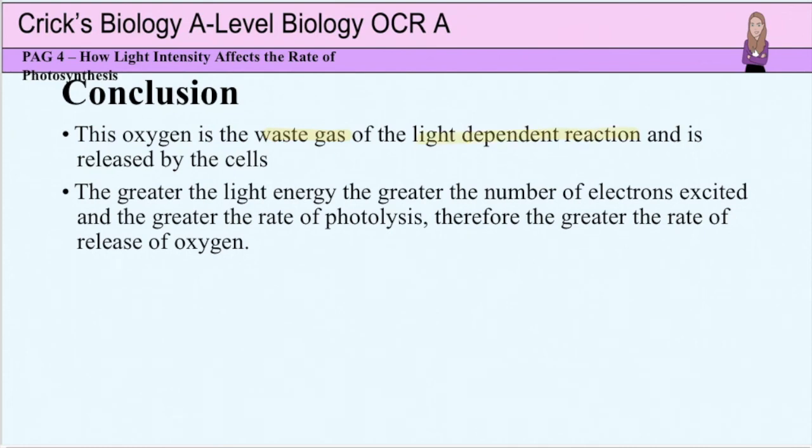The greater the light energy, the greater the number of electrons excited, and the greater the rate of photolysis of water. Therefore, the greater the rate of release of energy.